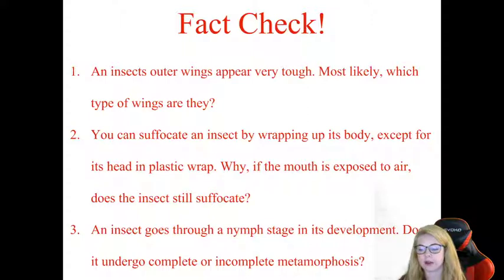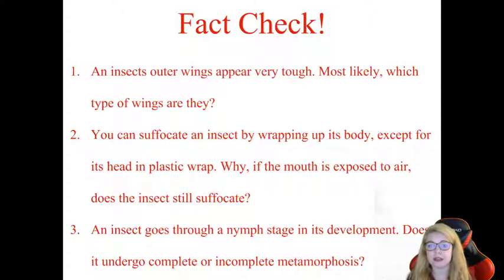Either way, we are going to wrap up this module with a couple last fact check questions before I explain further a little bit about your assignment on Wednesday. All right, so fact check. Number 1, an insect's outer wings appear very tough. Most likely, which type of wings are they? So if they're super duper tough, they are most likely going to be the horny wings, which are the toughest of the 4 types of wings that we've talked about.